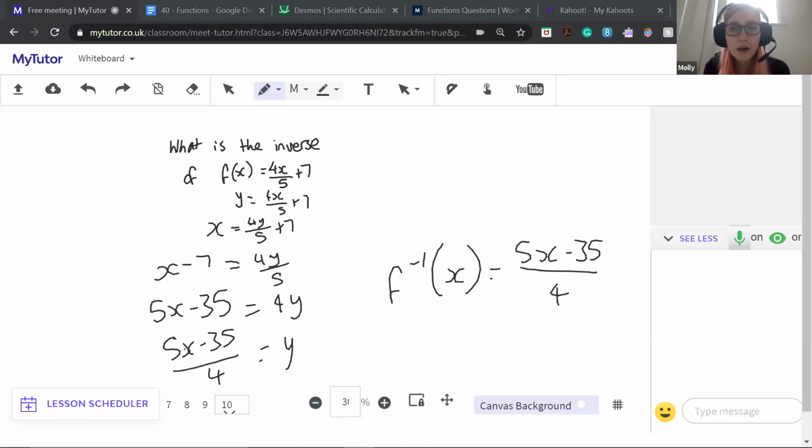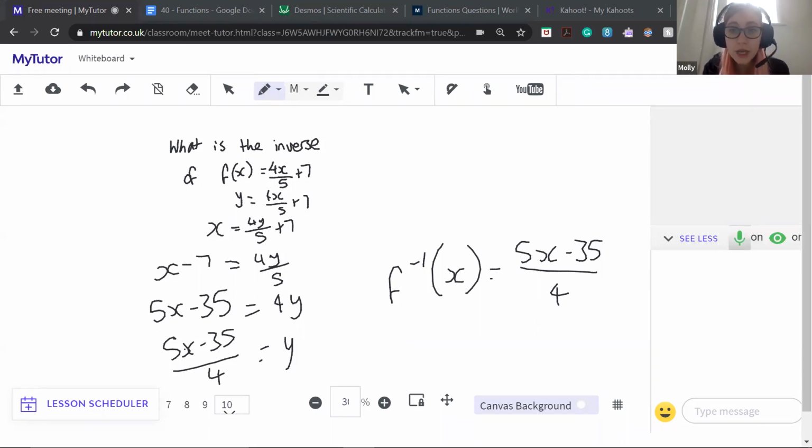Most of these are exam style questions anyway. Exam questions will look like this. Someone said they left it in factorized form. That's fine. If you left it as 5 lots of x minus 7 over 4, that's totally fine.